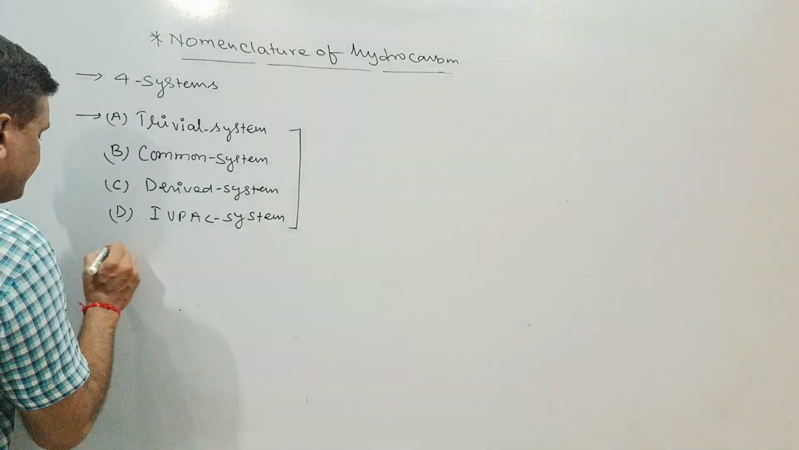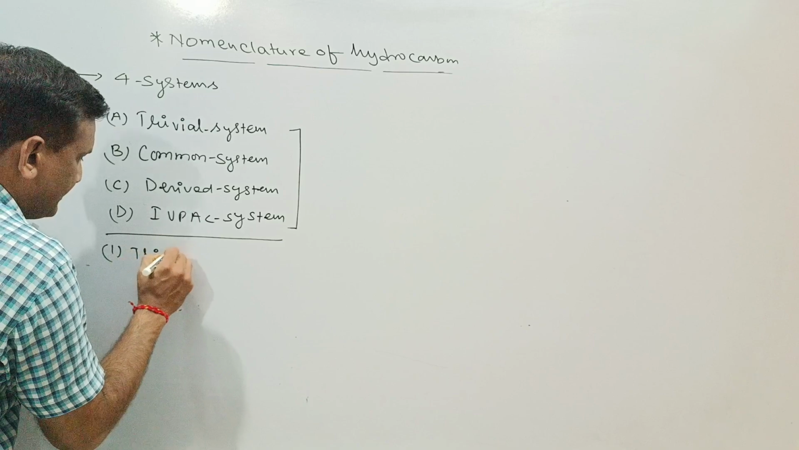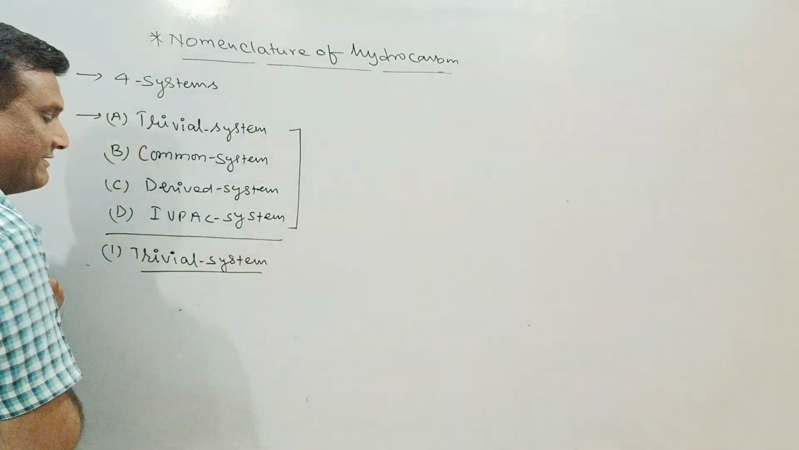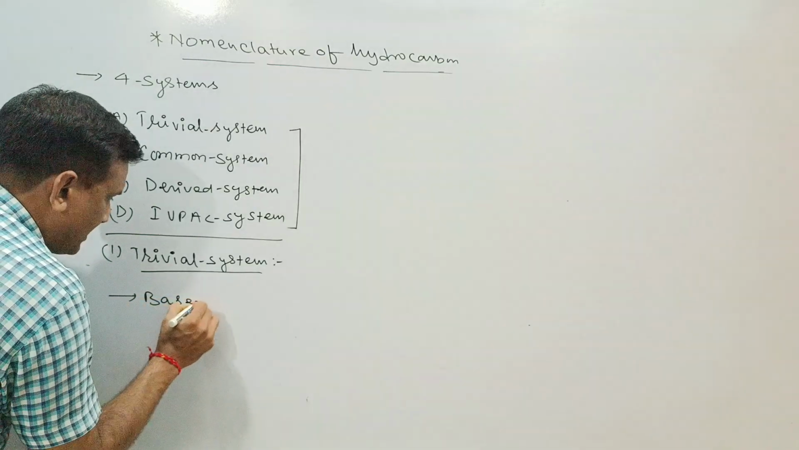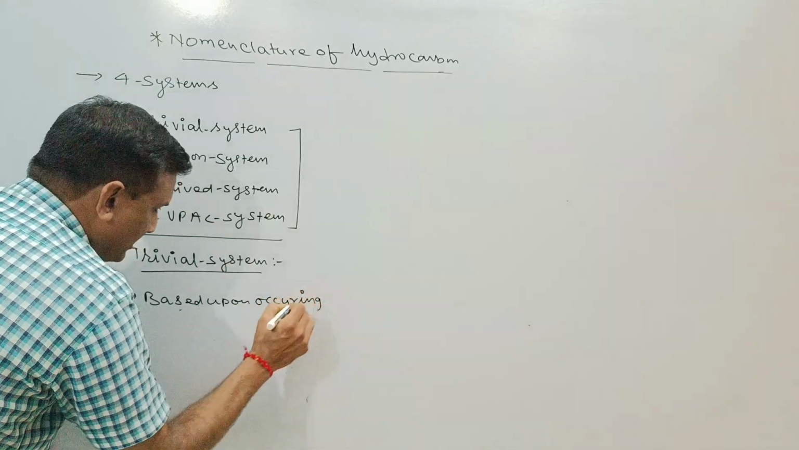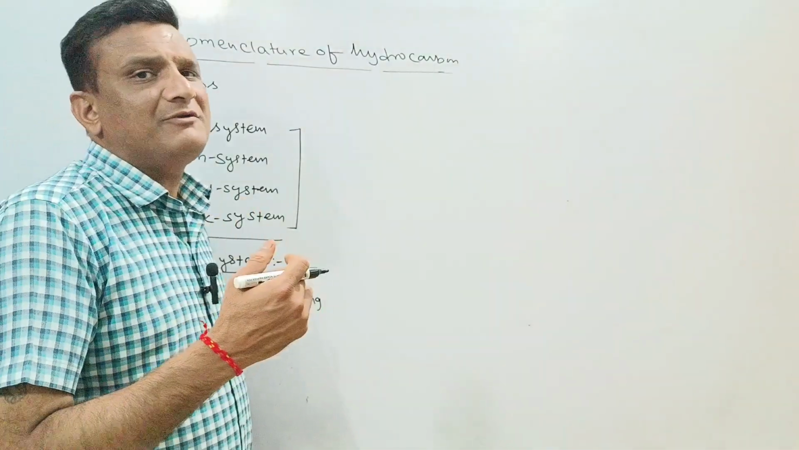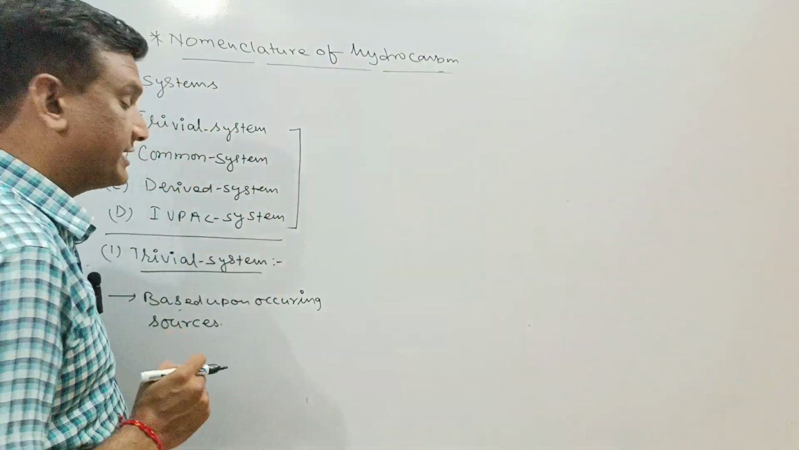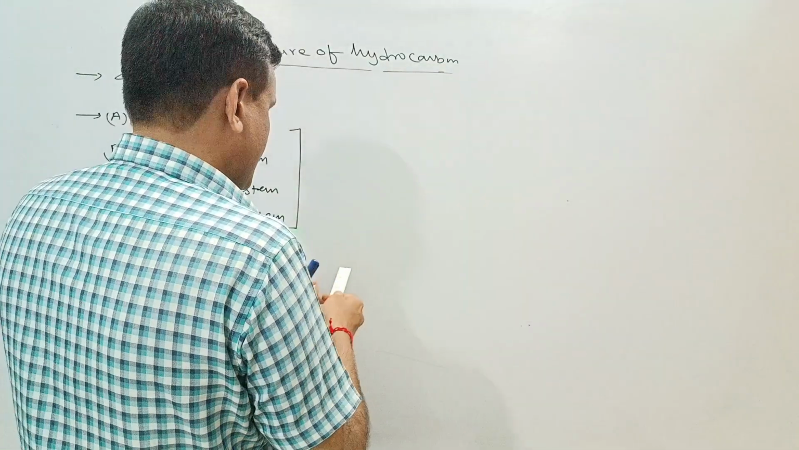If we go with the first system, then this is the trivial system. What is the major thing regarding the trivial system? This system was based upon occurring sources, meaning where the occurrence of that compound is, meaning from what we get that compound. On that basis its nomenclature was done.